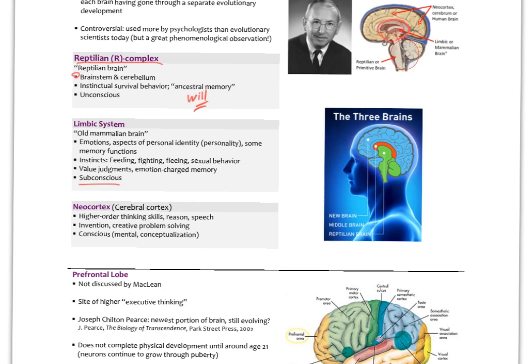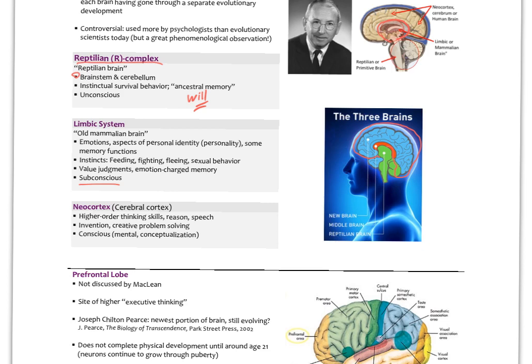skills reside. So reason and speech, intention, creative problem solving, so we create inventions, our conscious mind, more where we do things mentally, we conceptualize. So that's the neocortex, and that sits on top of the limbic system. So I think that's going to be helpful as we go through these different parts of the brain to sort of relate to what they actually do.